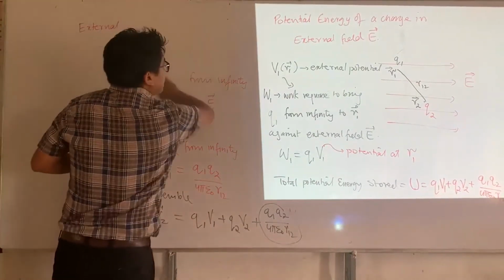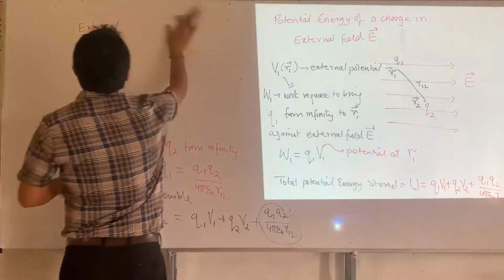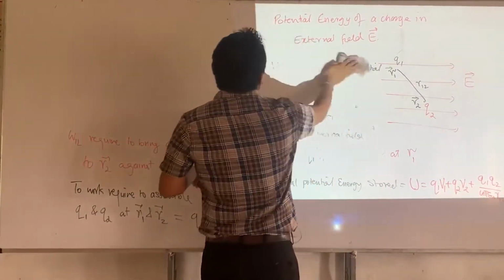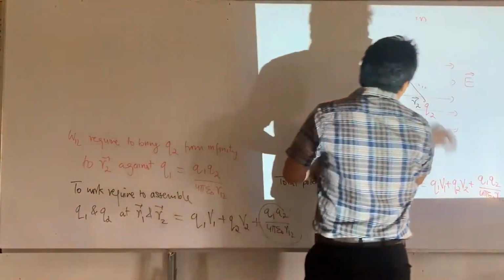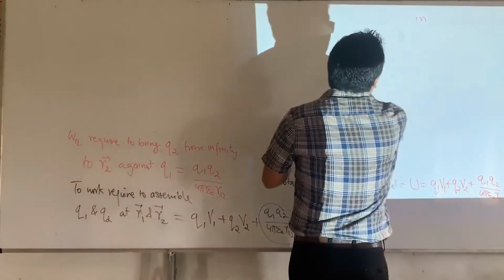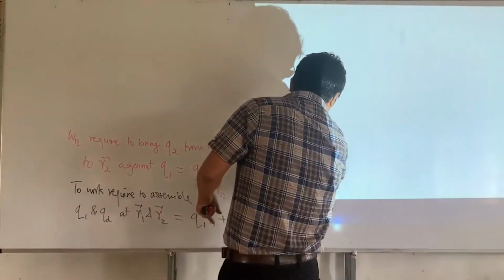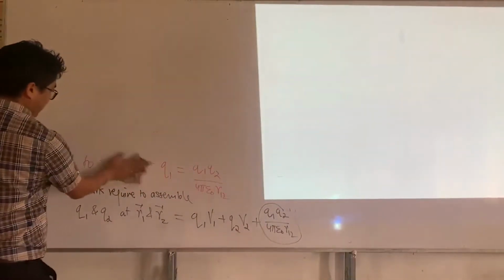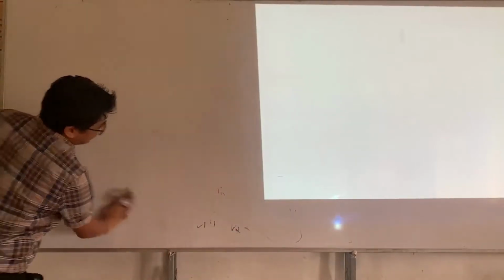All right, now what I'm going to do is the dipole potential energy. If I put a dipole in the external electric field, then how much work is required, and what is the potential energy associated with a dipole with a certain orientation in an external electric field?